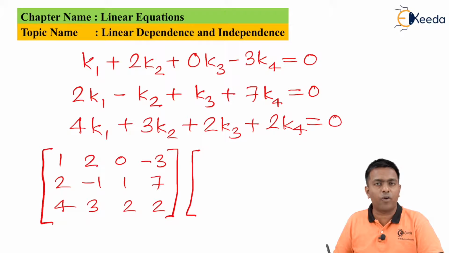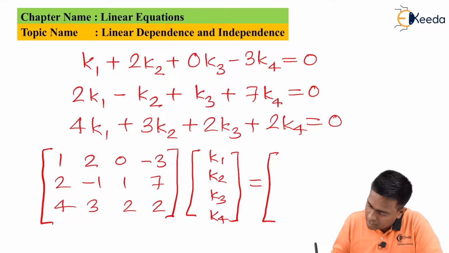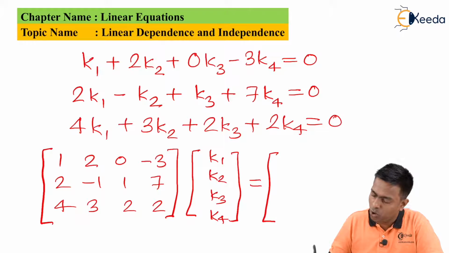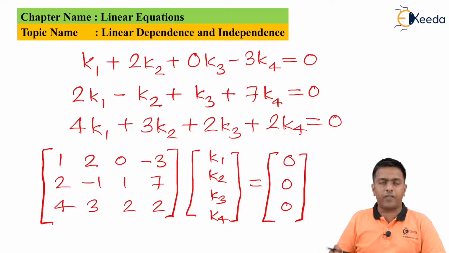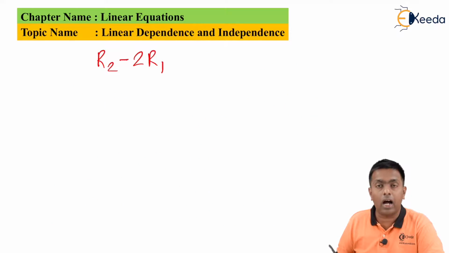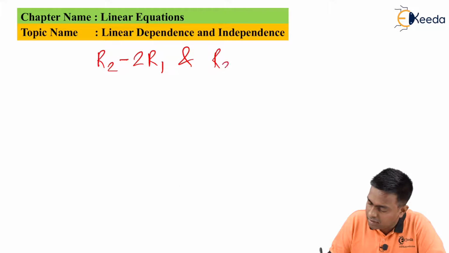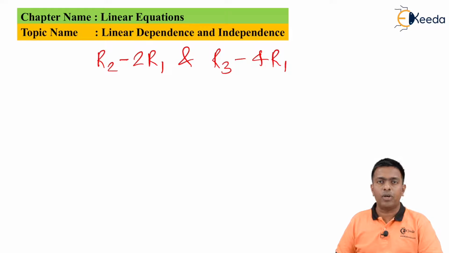Then we have the matrix of variables. Here the variables are k1, k2, k3 and k4. And the right hand side is the matrix of constants. All constants are 0. Now guys, after getting the matrix form, we have to convert this matrix A into the echelon form, and for that we have to bring zeros here. To get 0 in row 2 and row 3, we'll subtract row 1 from rows 2 and 3. So we'll say R2 minus 2 times R1 and R3 minus 4 times R1. By doing these two operations, we can get 0 in the first column.